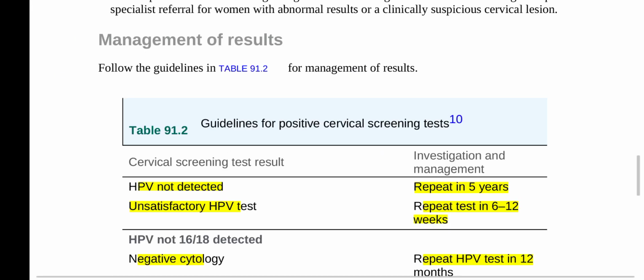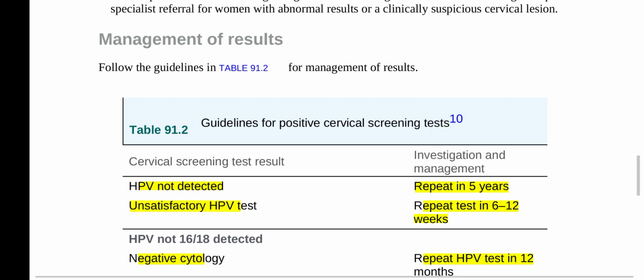Now today we will discuss the management of the results. What if the cytology is negative, or if HPV is detected in the sample? How will further investigation and management proceed in those patients? Accordingly, we will do so.